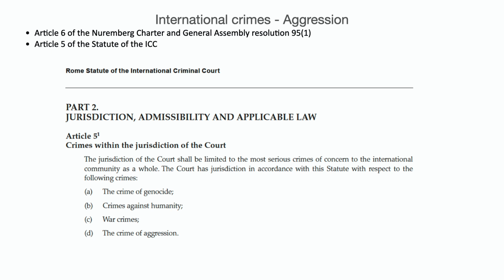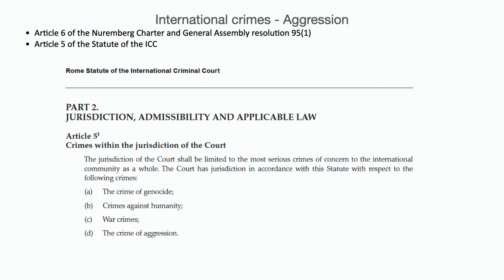The court could not exercise jurisdiction over the crime of aggression until a provision was adopted, defining the crime and setting out the conditions under which the court may exercise jurisdiction with respect to it. This was finally done by a resolution of the Review Conference in June 2010. The act of aggression means the use of armed force by a state against the sovereignty, territorial integrity, or political independence of another state, or in any other manner inconsistent with the Charter of the United Nations.